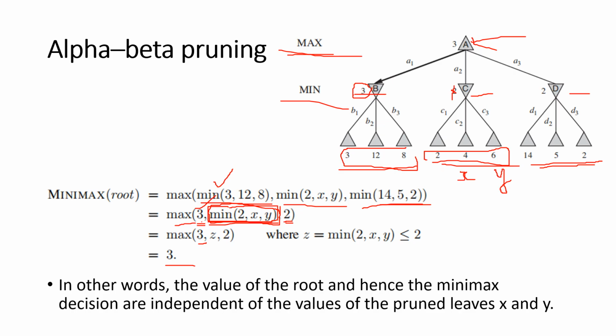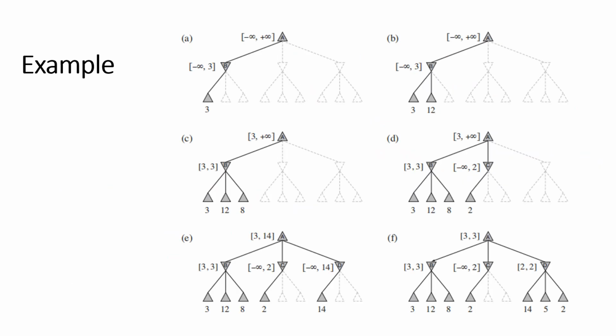So we can say that the value of the root is 3, and hence the minimax decision is independent of the values of the pruned leaves x and y. So no matter what values x and y take, they cannot change the final decision. So these nodes are pruned. Here we can understand that even if we do not consider these two nodes, we get the final decision correctly. Now we will explain the step by step of the diagram.